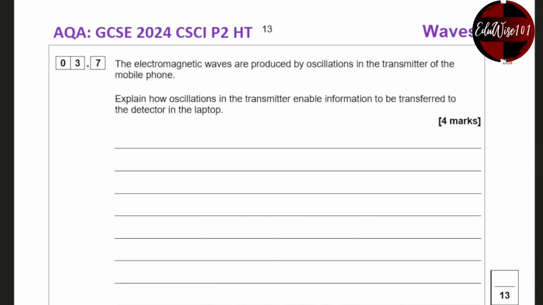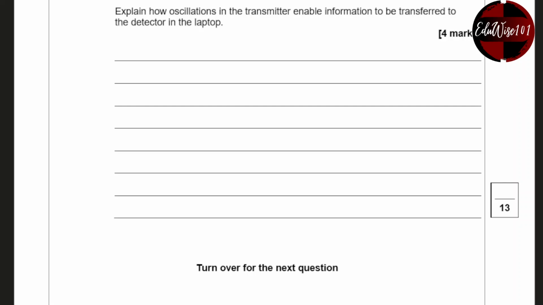The electromagnetic waves are produced by oscillations in the transmitter of the mobile phone. Explain how oscillations in the transmitter enable information to be transferred to the detector in the laptop. Now, this is a question that most students struggle to gain full marks on. They seem to gain a couple of marks. So let me show you the answer and then I'll give you an explanation as well.